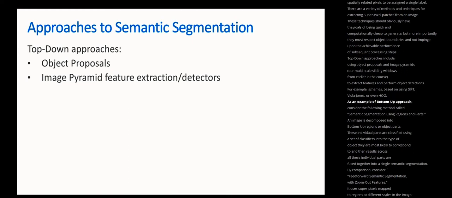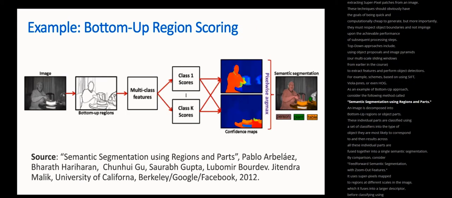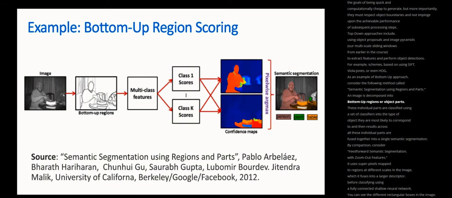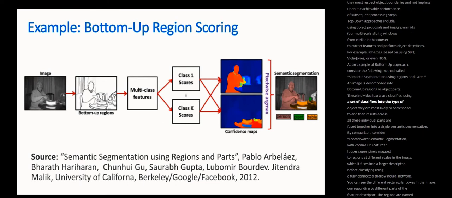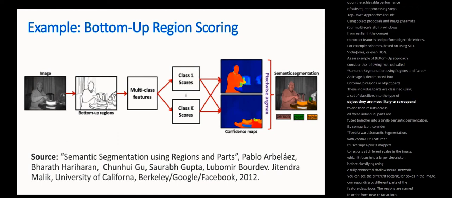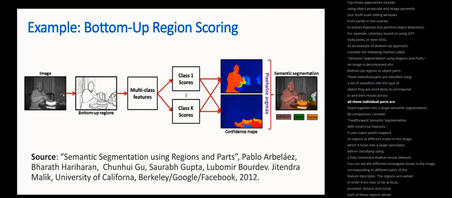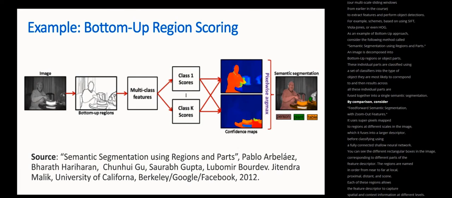As an example bottom-up approach, consider the following method called semantic segmentation using regions and parts. An image is decomposed into bottom-up regions, or object parts. These individual parts are classified using a set of classifiers into the type of object they are most likely to correspond to, and then results across all these individual parts are fused together into a single semantic segmentation.